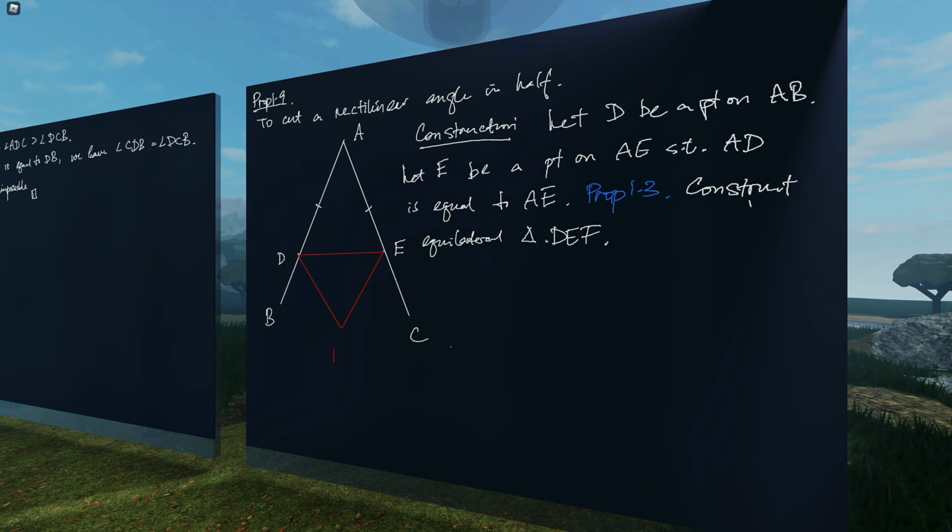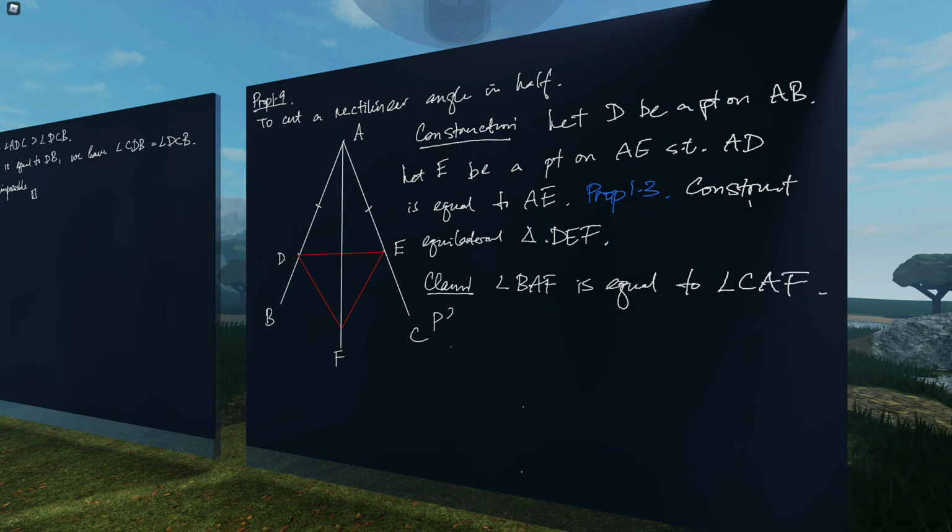And we're going to just join up A and F. The claim is that the line AF bisects the angle BAC, or in other words, the angle BAF is equal to CAF. So we're going to join up A and F. Again, I'll leave that out as one of the applications of the postulates. So the claim is that angle BAF is equal to angle CAF.